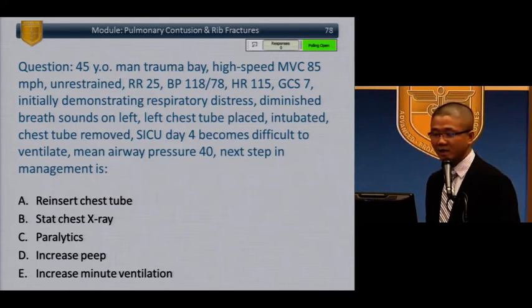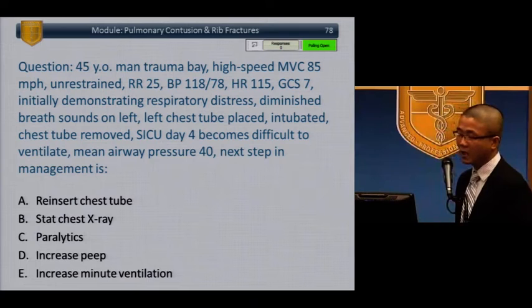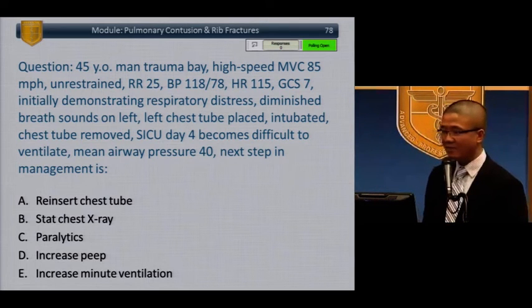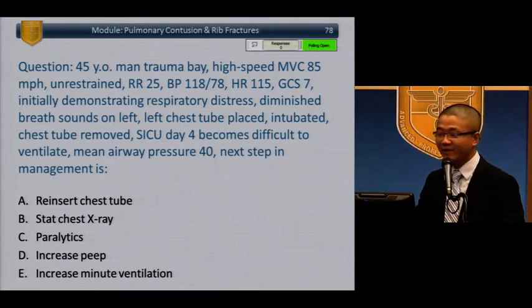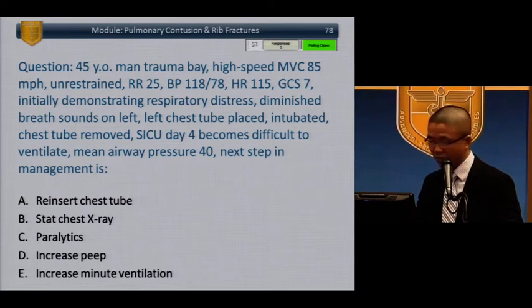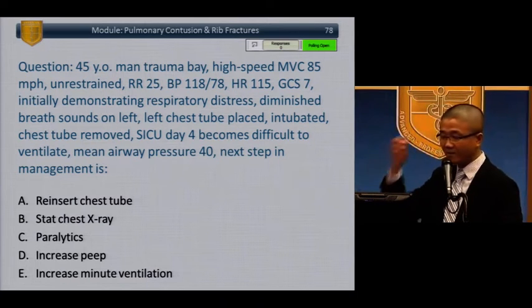All right, so here's the next question. A 45-year-old man is in the trauma bay after a high-speed MVC, going at 85 miles per hour, unrestrained, respiratory rate of 25, normal blood pressure, heart rate is 115, GCS of 7, who is initially demonstrating respiratory distress, with diminished breath sounds on the left. You place the left chest tube. The patient was intubated. The chest tube was removed because there was no pneumothorax. But on surgical ICU day number 4, the patient becomes difficult to ventilate. The mean airway pressure increases to 40, and the next step in management is.